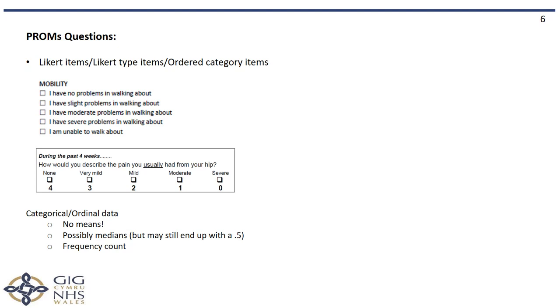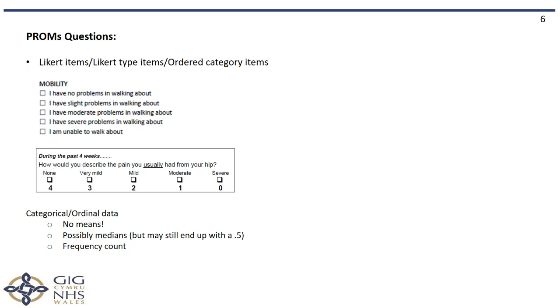So you can see the answers to the question there are ordered in terms of severity. So for the second example there, we start with none and we end up with severe. So the two extremes are at either end, and usually there's a neutral answer in the middle, which means that usually a Likert item will have an odd number of answer options.